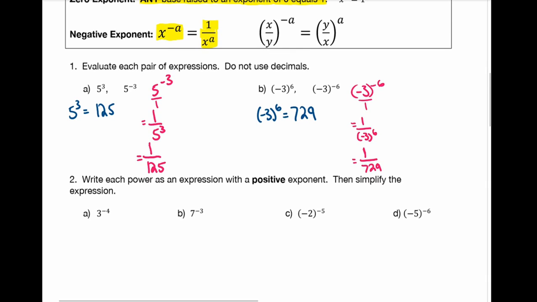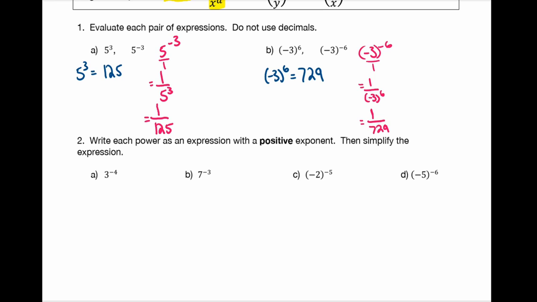So let's go through the next example where we want to write each expression with a positive exponent, and then we want to simplify that expression. So if I look at 3 to the power of negative 4, if I want to express it with a positive exponent, I need to flip it. So it becomes 1 over 3, and now my exponent becomes positive, or 1 over 3 to the power of 4. To evaluate this, I can figure out what 3 to the power of 4 is, which is 81. So this becomes 1 over 81.